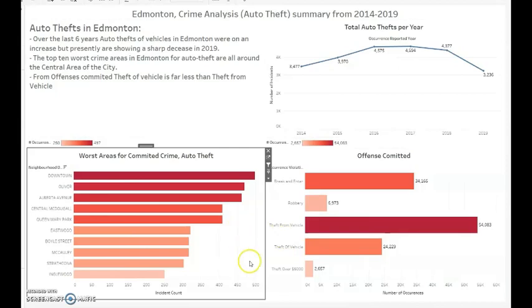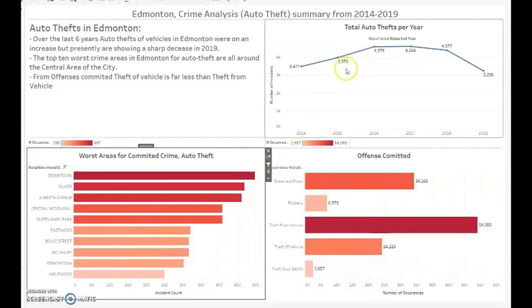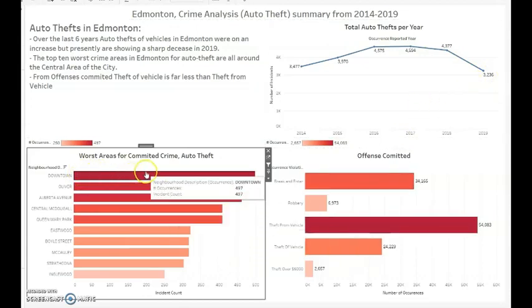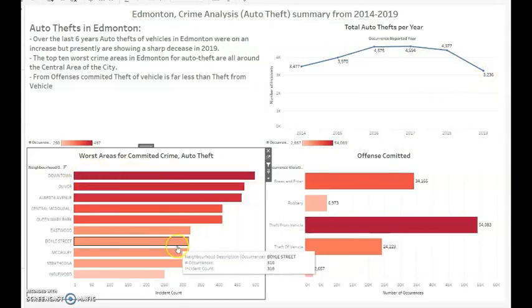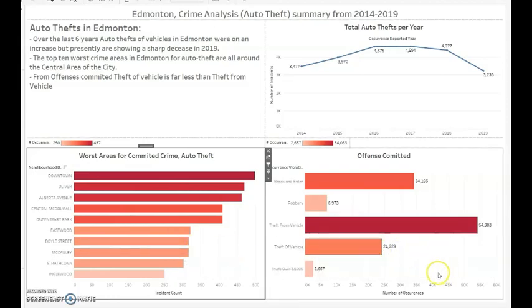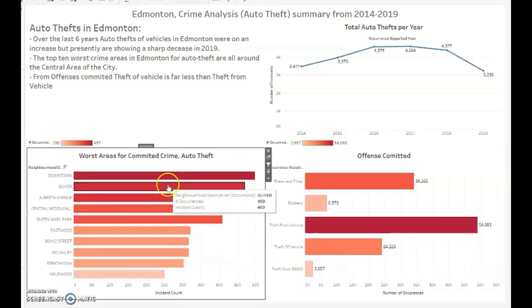And finally, the auto theft for Edmonton over those 6 years again was on the increase, it flattened out, and then it started to drop towards 2019. Downtown is again the highest, and for auto theft, theft from the vehicle is again the highest over those 6 years. And that's it.